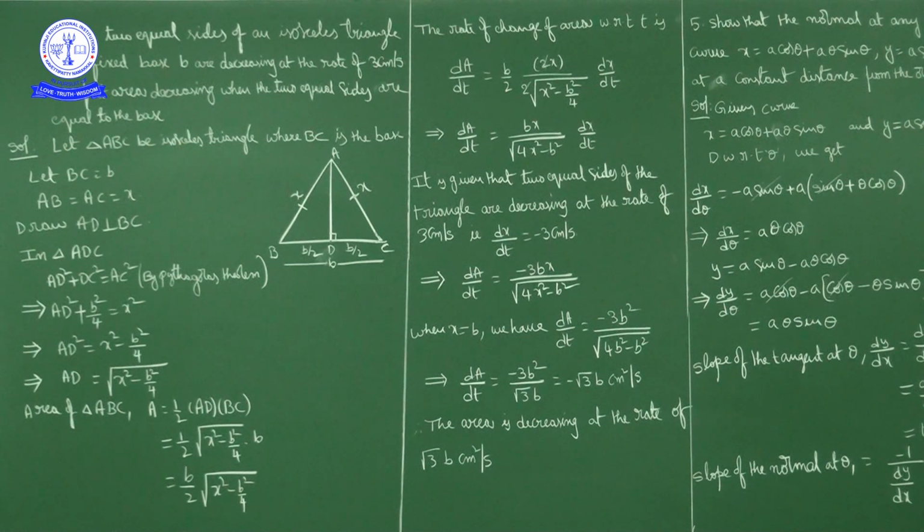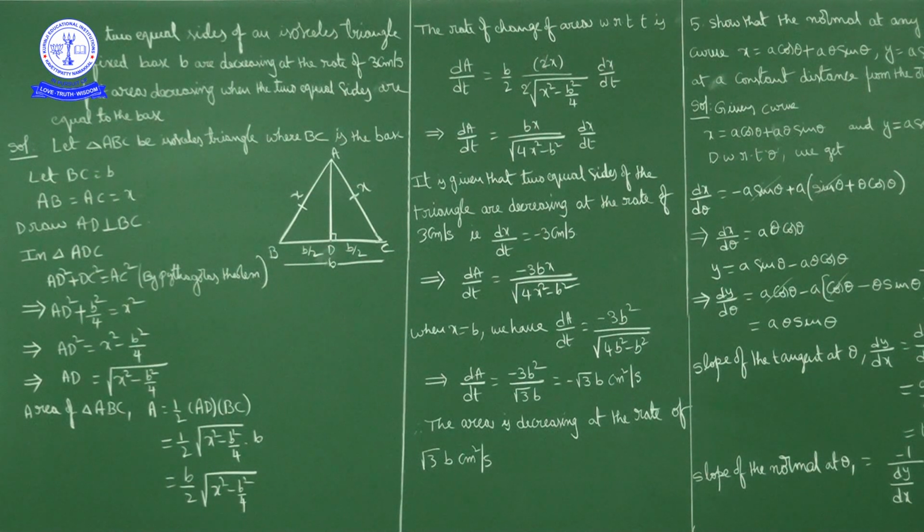Now the question is, how fast is the area decreasing when the two equal sides are equal to the base? What is dA by dt? Suppose A is the area of the triangle. What is dA by dt when x is equal to b? This is the question. It means we have to find dA by dt when x is equal to b.